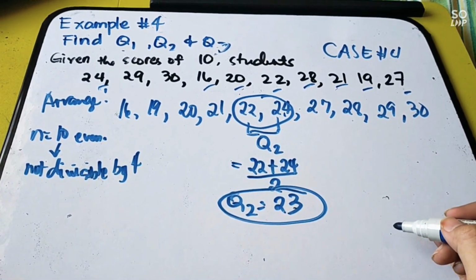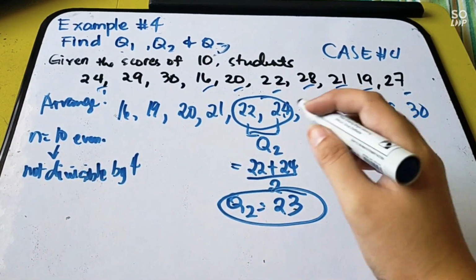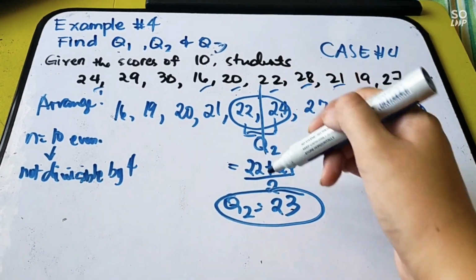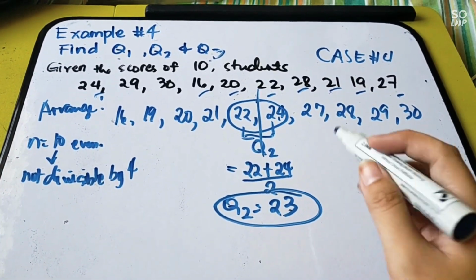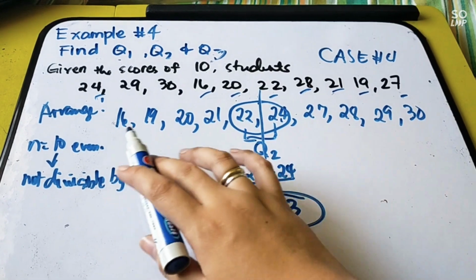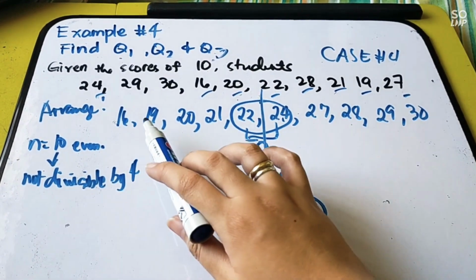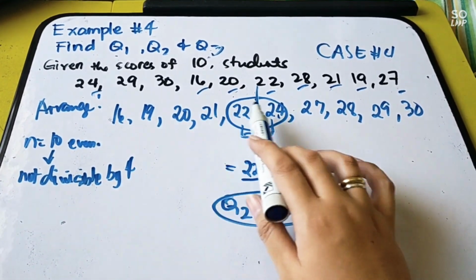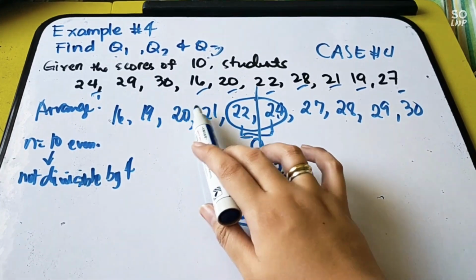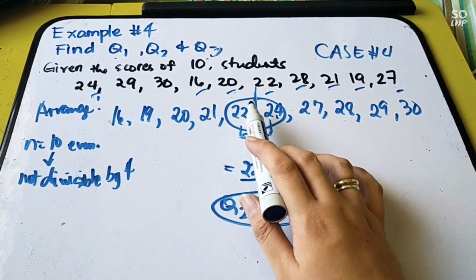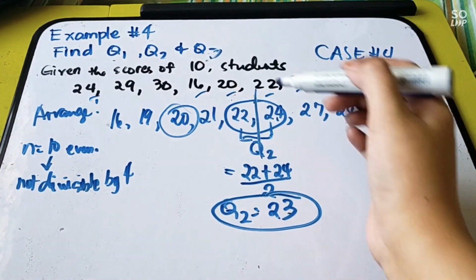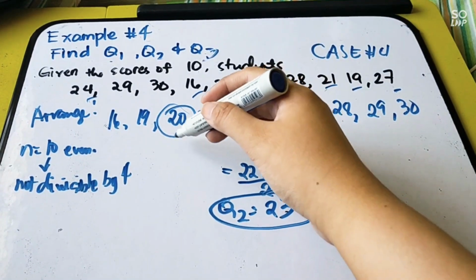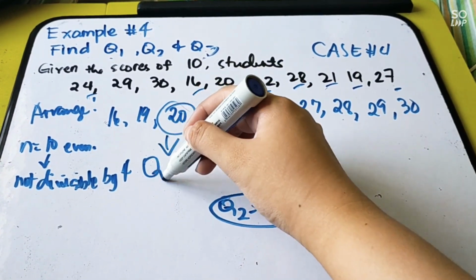Is it clear? Next tayo, dito. So, since even siya, hatiin mo ulit sa dalawa. So, yan yung pinakagitna niya. So, dito naman, at saka dito, from here, yung pinakagitna ng 5 item na to. We have 1, 2, 3, 4, 5. Diba? 5. Ang pinakagitna niya, we have 20. Diba? So, ito na yung iyong quartile 1.